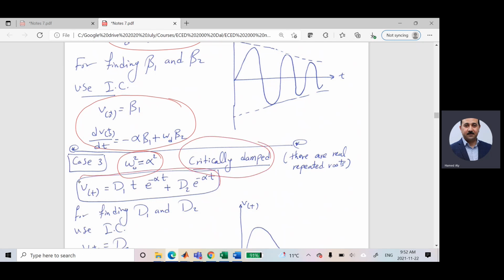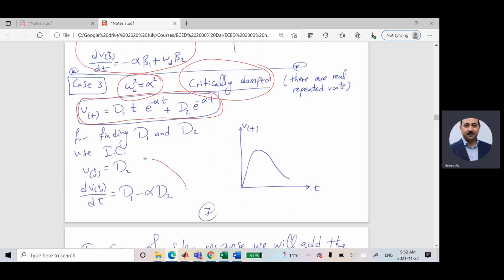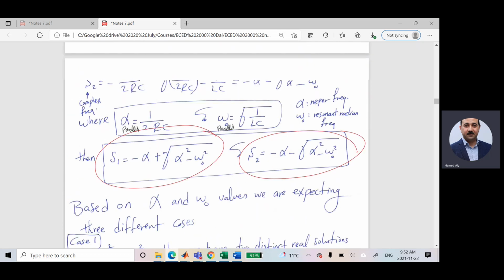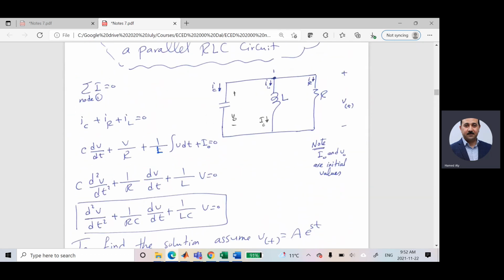and the solution for the voltage V of t is equal to constant d1 times t times e to the power negative alpha t plus d2 times e to the power negative alpha t. Whereas d1 and d2 are constants again, and we are finding them by using the initial conditions. V of 0 is equal to d2, and dV by dt of 0 is equal to d1 minus alpha times d2. This is in case we are talking about the natural response of the RLC parallel circuit.